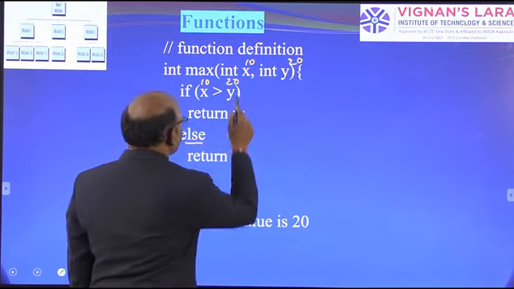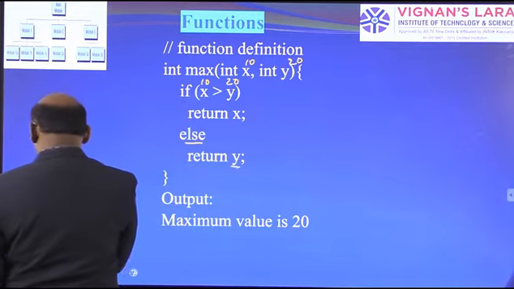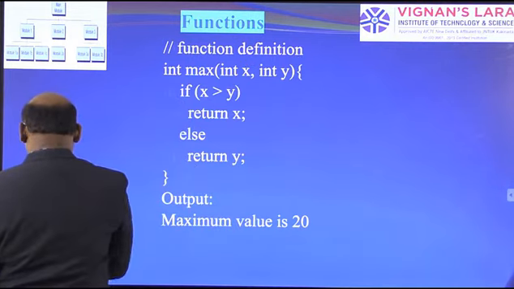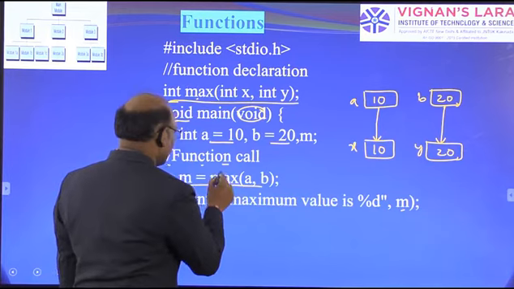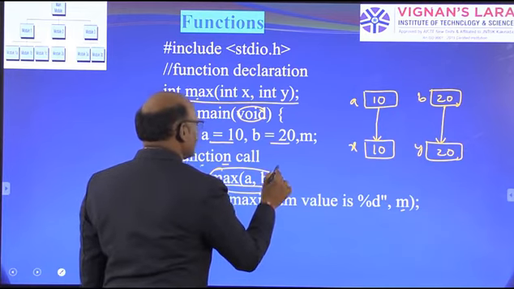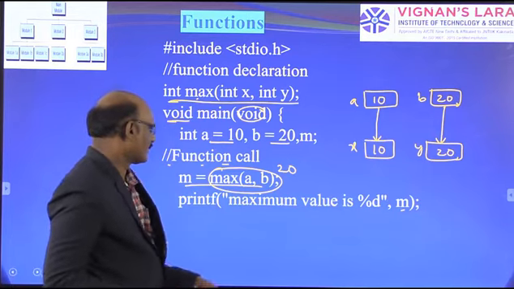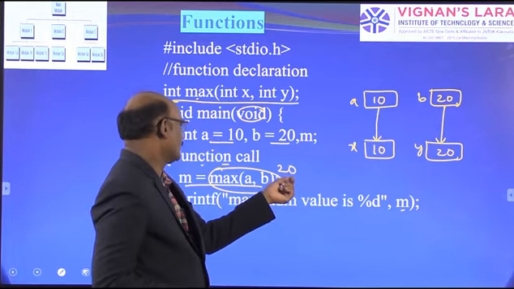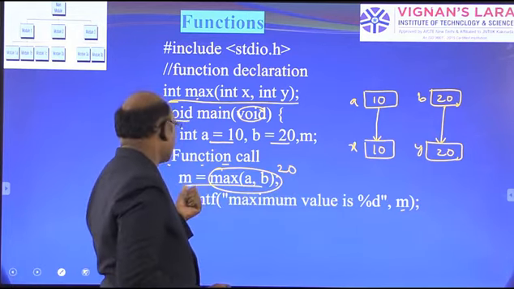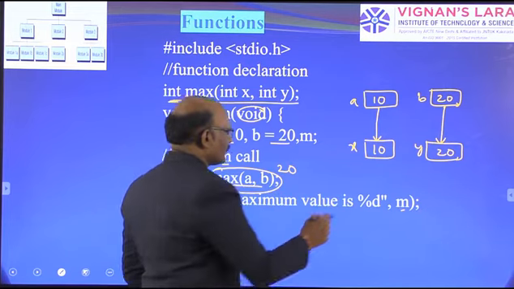Return Y. What is Y value? 20 will be returned. So maximum of A, B value is 20. Control goes back to the calling environment. Max of A, B value is 20. That 20 is assigned to M.